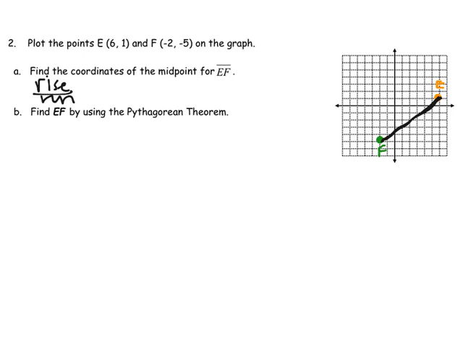So I'm going to come from my F, and go up 1, 2, 3, 4, 5, 6, and then go to the right 1, 2, 3. Oh, I didn't go up enough. Sorry. Let's go up higher. We have to go all the way to the E point. Okay, so I went up 1, 2, 3, 4, 5, 6, and then to the right 1, 2, 3, 4, 5, 6, 7, 8. So my rise was 6, and my run was 8.